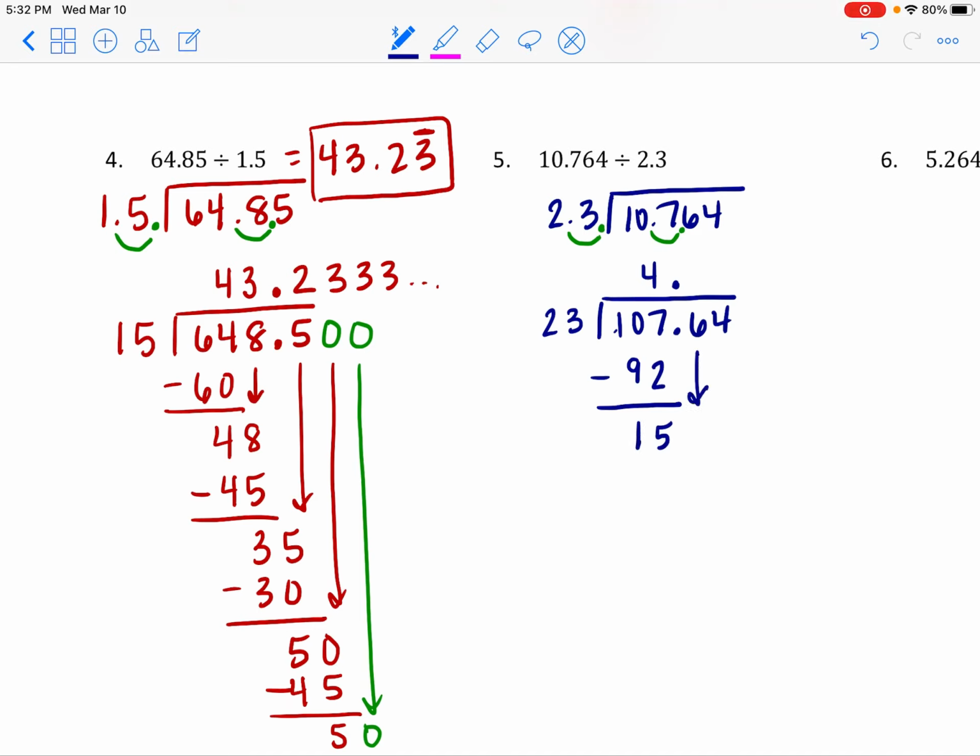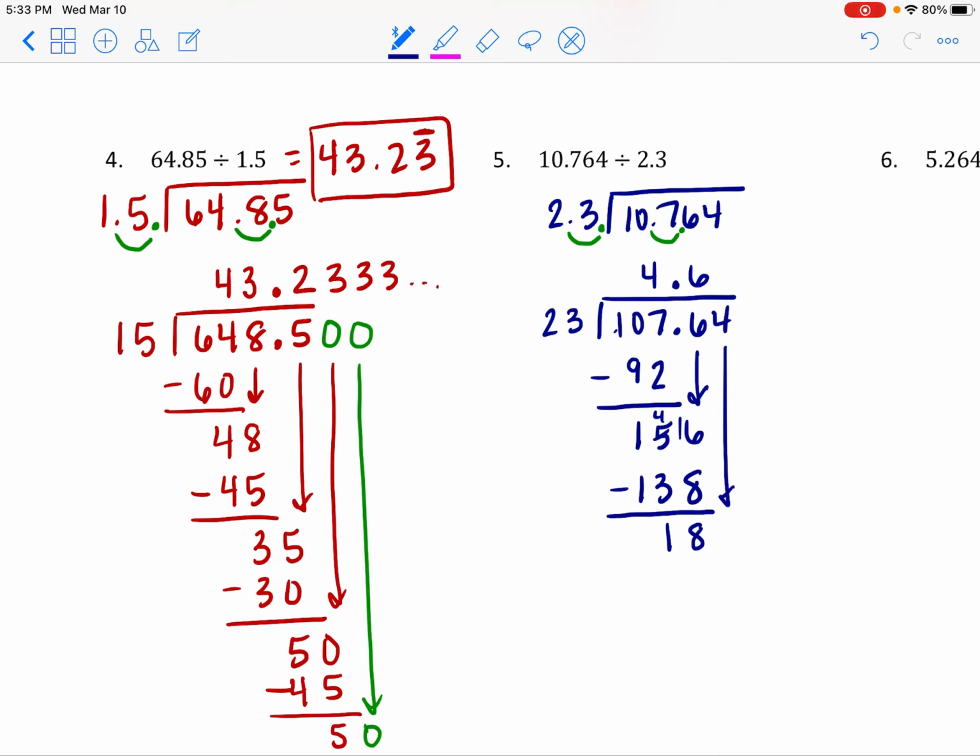I'm going to bring down the 6. And then how many times is 23 going to go into 156? So let's see, 5, 6, 7. Let's see, what's 23 times 7? That's 14. That's too much. So it's going to be 6. It's going to go in 6 times. 6 times 3 is 18. We'll carry the 1 to get 13 there. We're going to subtract. And so we've got 18 left over.